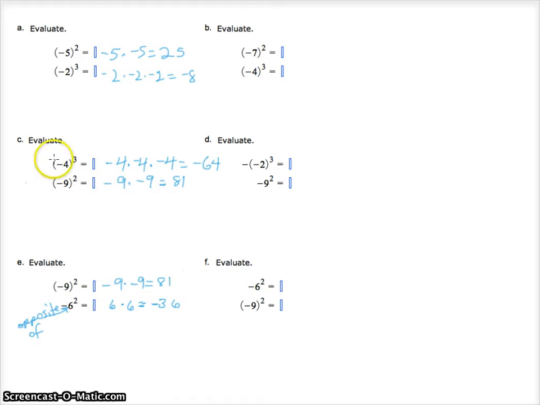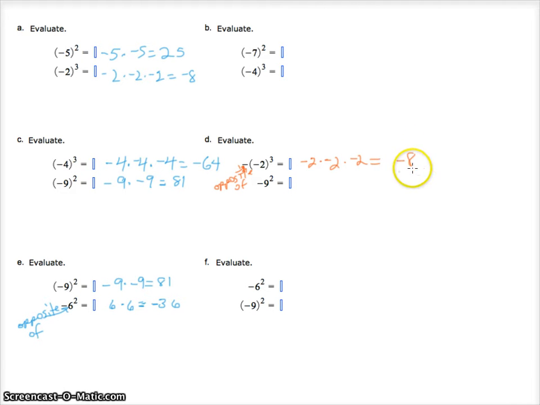And then I want to look at letter D, the top one, because we haven't seen this one yet. So again, I have this opposite of negative sign right here. So I'm going to find the opposite of -2 cubed. So first I'll do -2 cubed. -2 times -2 times -2, which is -8.